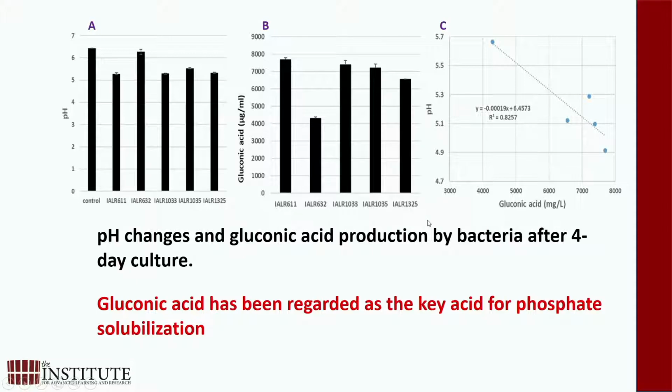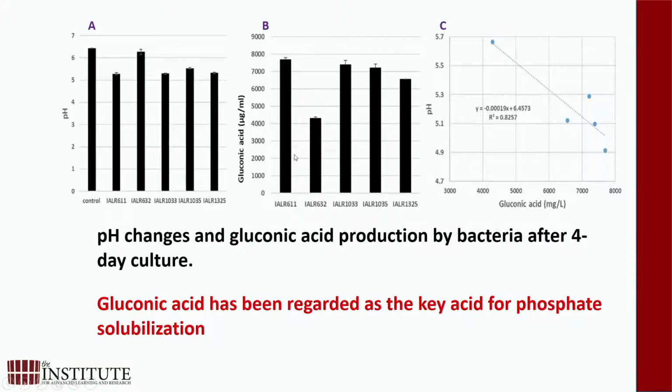Next, we want to know what kind of mechanism bacteria use to solubilize phosphate. So one common mechanism is that bacteria produce organic acid, and then reduce pH, so solubilize this insoluble phosphate.